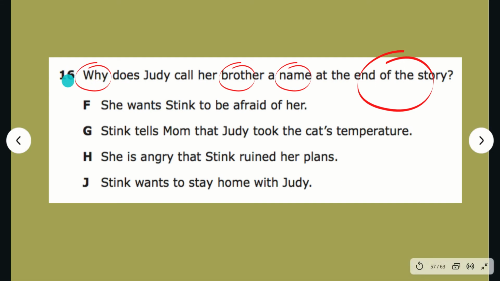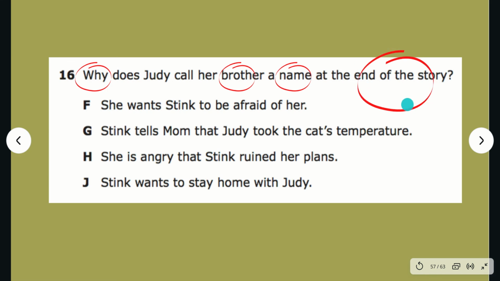I chose the word why because we're looking for a reason this happens. I also circled the word brother because we are trying to find a time when she is interacting or talking to her brother. I also circled the word name because it says that she called him a name. She didn't call him his real name, Stink. She called him a different name. Once we find that name, it'll be easier to find the reason. And the word end of story.